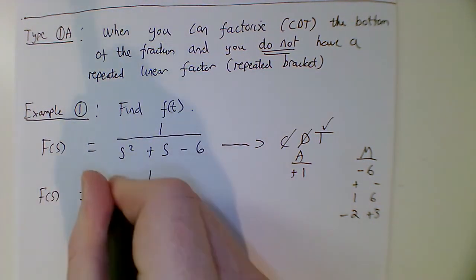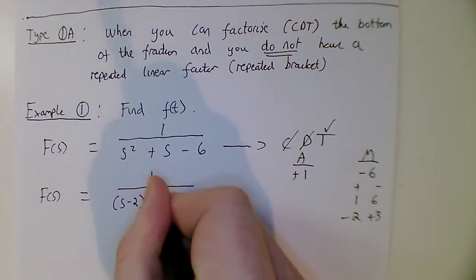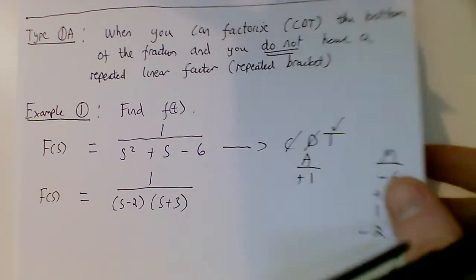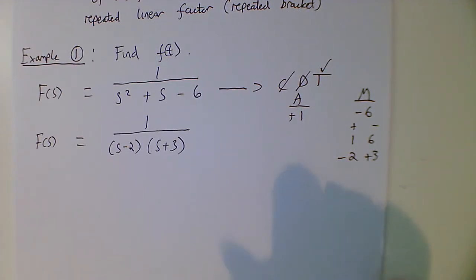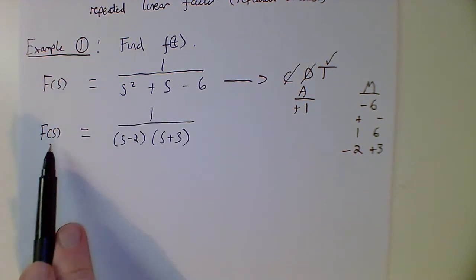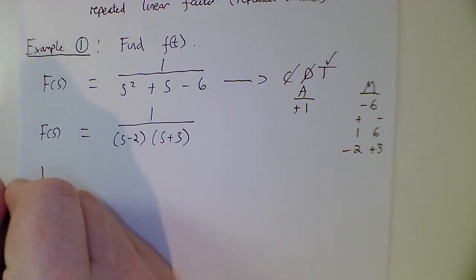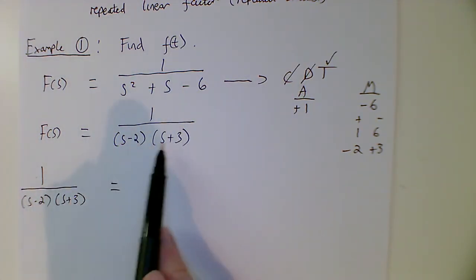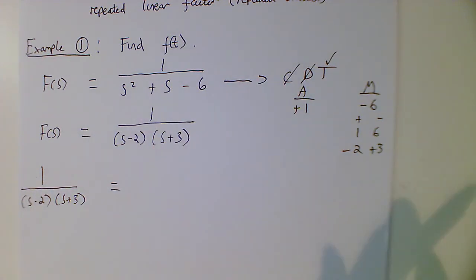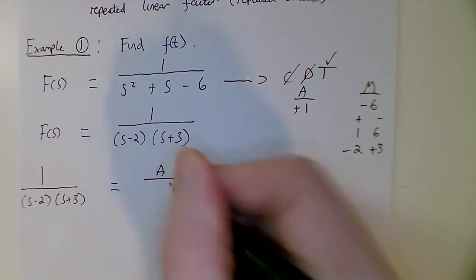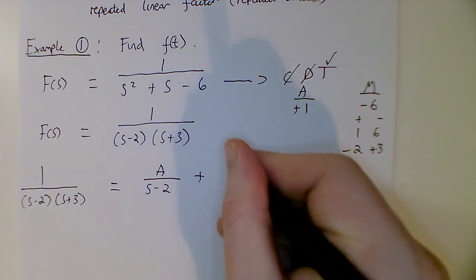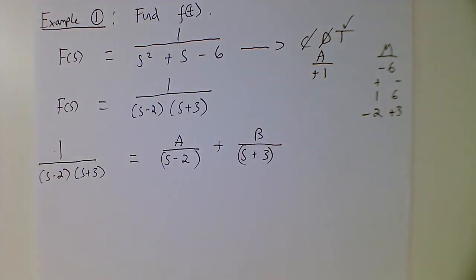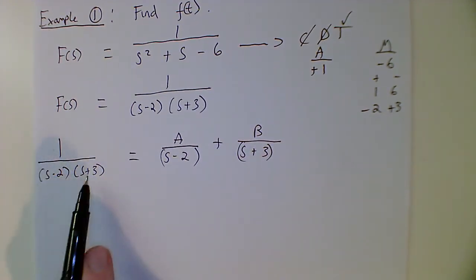So f of s equals 1 over s minus 2, s plus 3. That's the first step: we factorised, and now we need to use partial fractions. I'm just going to ignore the f just now, so we've got 1 over s minus 2, s plus 3. The first thing I notice is that the brackets are not the same. If they were the same, this wouldn't work; it would be the next type, type 1b. So remember, for partial fractions you make it A over the first bracket plus B over the second bracket. Just put brackets around it like that. We've done partial fractions loads of times, so we're just multiplying everything through by this thing here.